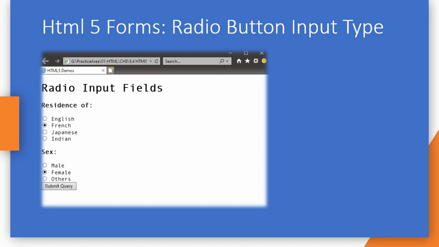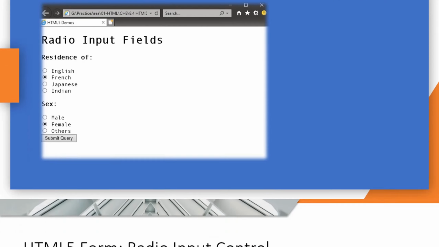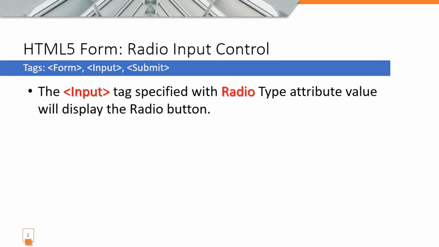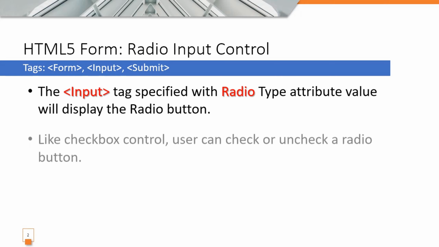Hello friends, in this video we are going to look at the HTML5 radio button input type. The input tag specified with the radio type attribute will display the radio button. So for the type attribute we specify the radio value and it will display the radio button.